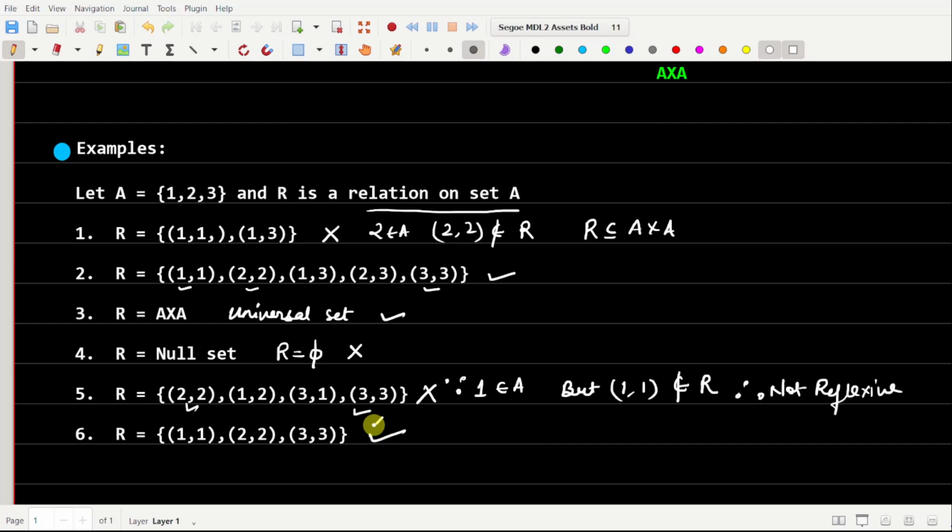So in this way, if a relation is given, we can find out whether it is a reflexive relation or not. So children, you just take other examples, take another set and find out whether a given relation is reflexive or not. We will continue our topic on types of relation in the next video.